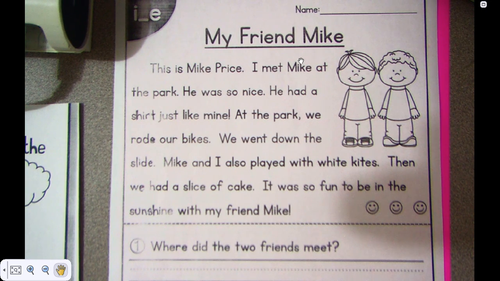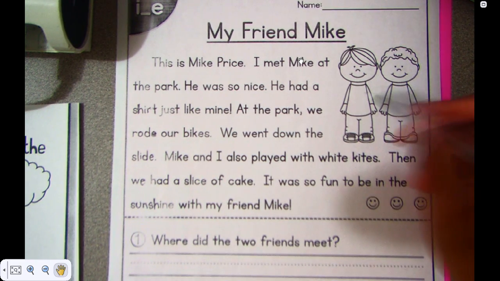to make that inference. My friend Mike. This is Mike Price. I met Mike at the park. He was so nice. He had a shirt just like mine. At the park, we rode our bikes. We went down the slide. Mike and I also played with white kites. Then we had a slice of cake. It was fun to be in the sunshine with my friend Mike.